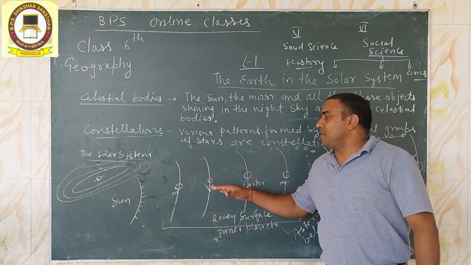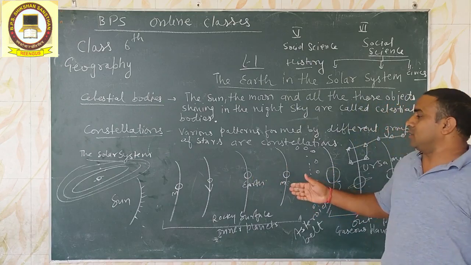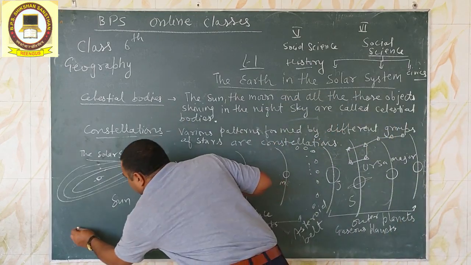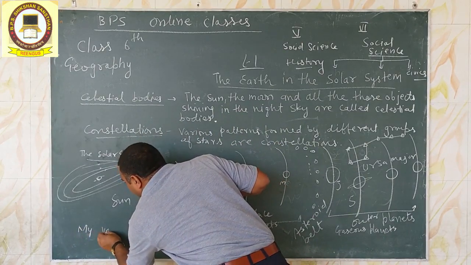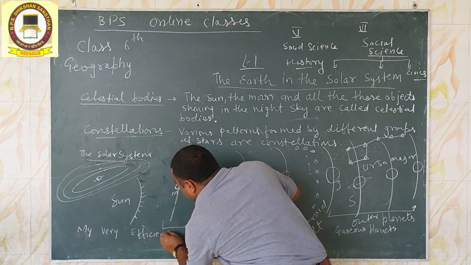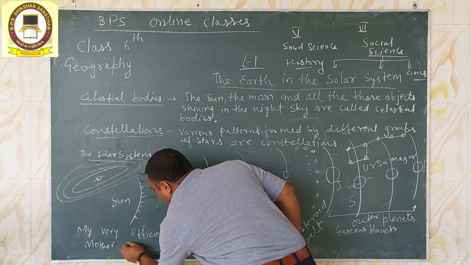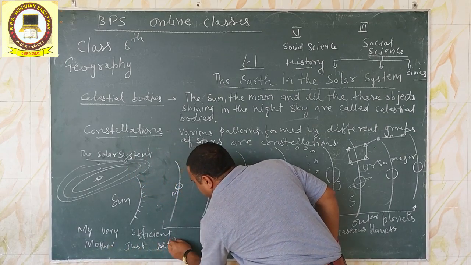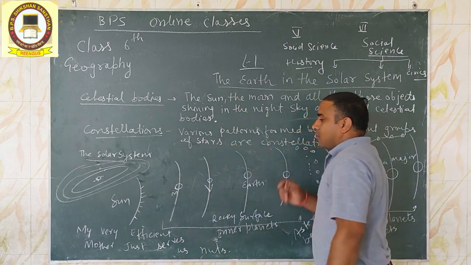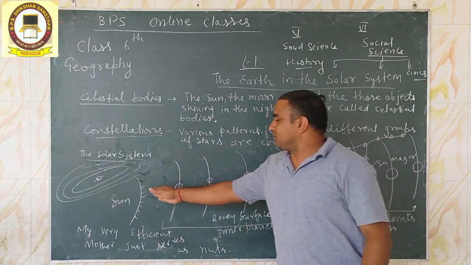Now, if we want to memorize all the 8 planets according to the distance from the sun, we learn a sentence. The sentence is very easy. My very efficient mother just serves us nuts. Now remember the sentence. We can learn all the planets by the distance from the sun.